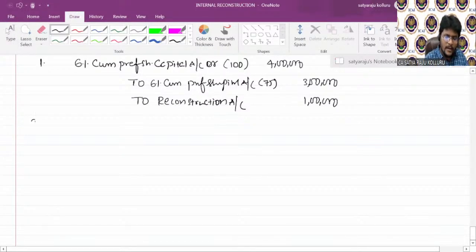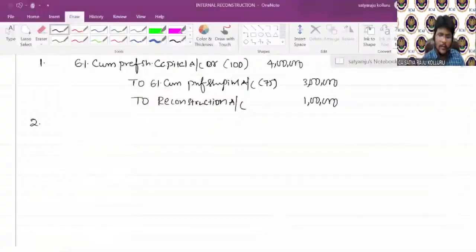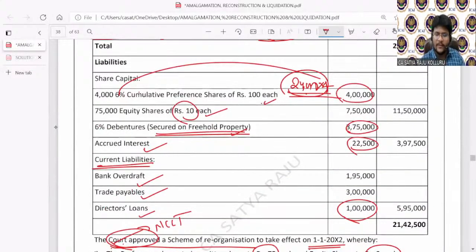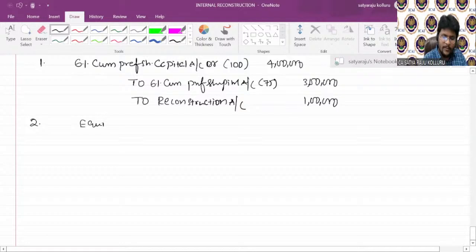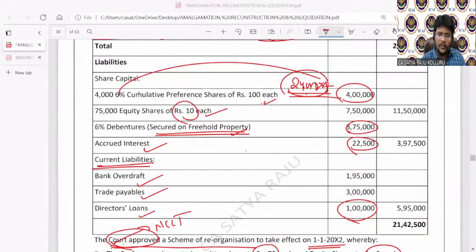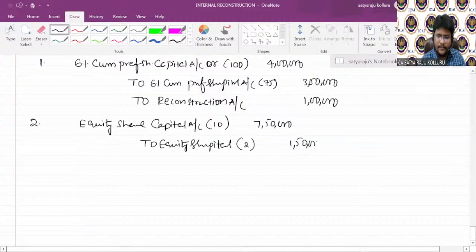Okay. Next, coming to point number 2, guys. Sorry, in point number 1 only, second entry. The equity shares are reduced to 2 rupees each. What is the existing equity share capital? 7,50,000. So, equity share capital account debit. Total face value is 10 rupees. Amount is 7,50,000. Face value how much? 10 rupees, right? To equity share capital account, in bracket 2 rupees. In bracket 2 rupees means 75,000 into 2 rupees, which is 1,50,000. To reconstruction account.